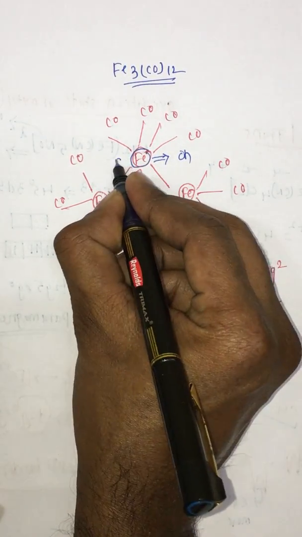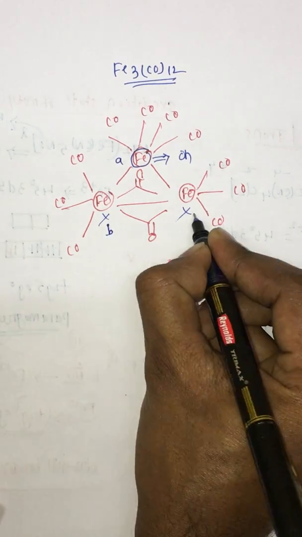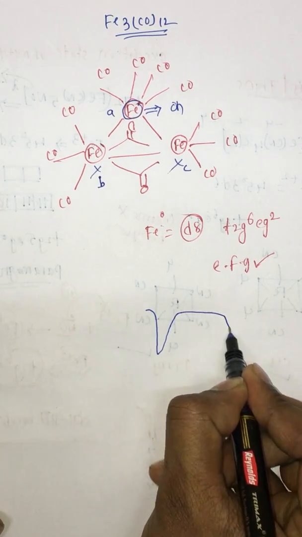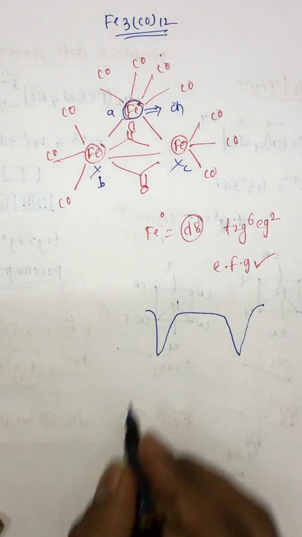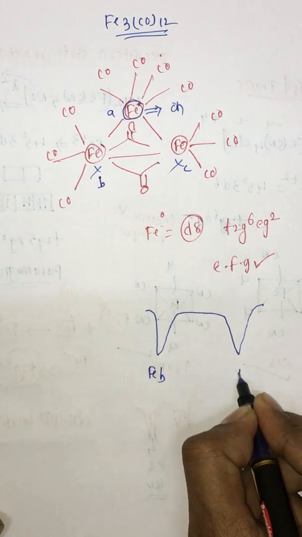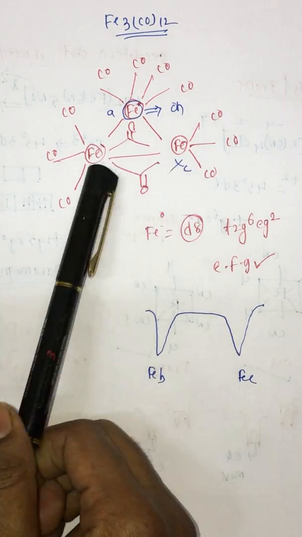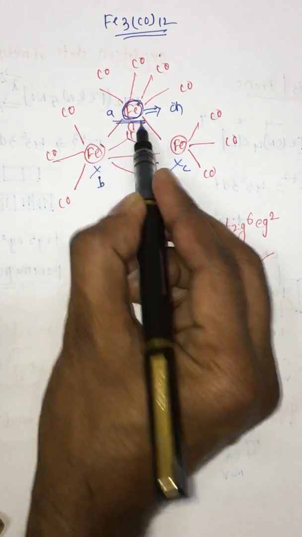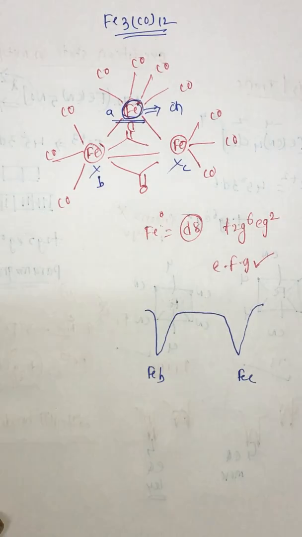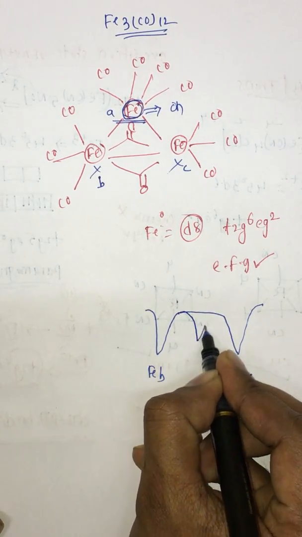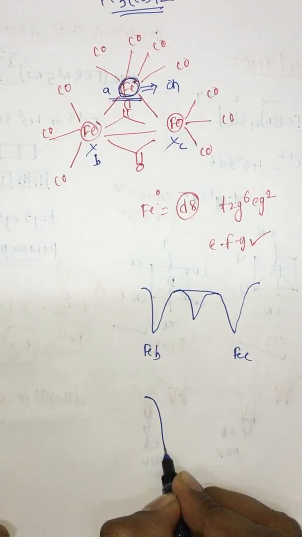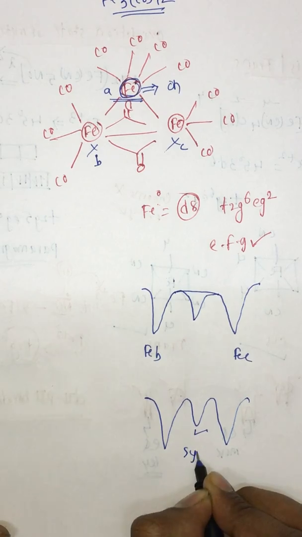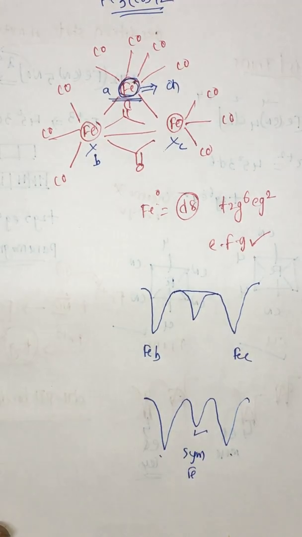So imagine that these are FeA, FeB and FeC. In the Mossbauer spectra we will see a spectrum like this. This is for FeB and this is for FeC. Because they are unsymmetric in nature, we will get more EQ. Whereas this FeA is almost symmetric in nature, so for that we will get a small peak like this. The final spectrum looks like this. This is for the symmetric Fe and these two are for the unsymmetric Fe.